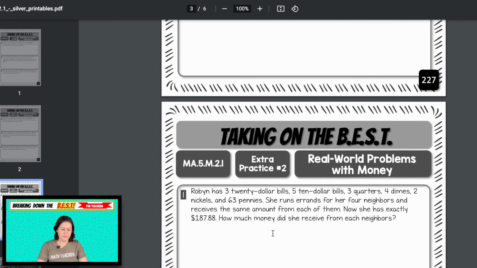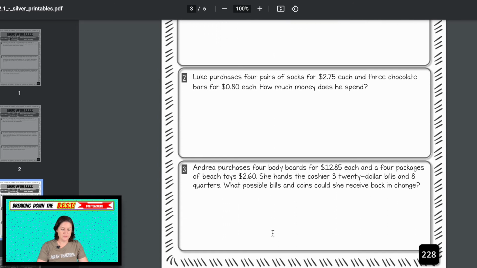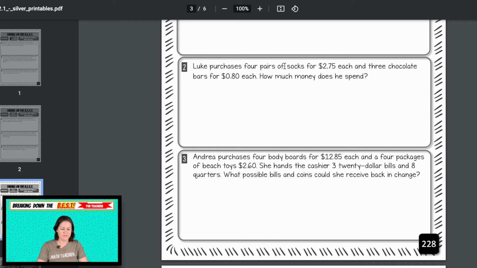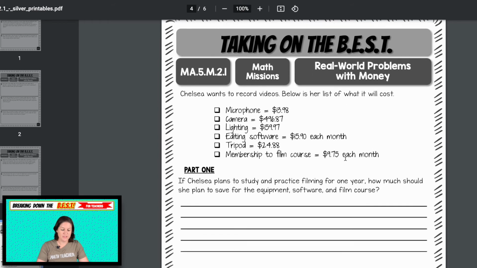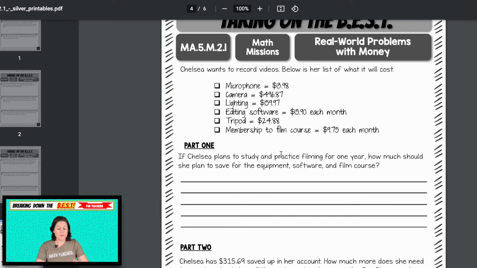Okay. Another practice page. Here we go, 4 pairs of socks for $2.75 each. So we're multiplying. 3 chocolate bars for 80 cents each. How much does he spend? Here is a math mission. This requires more thinking from the students.